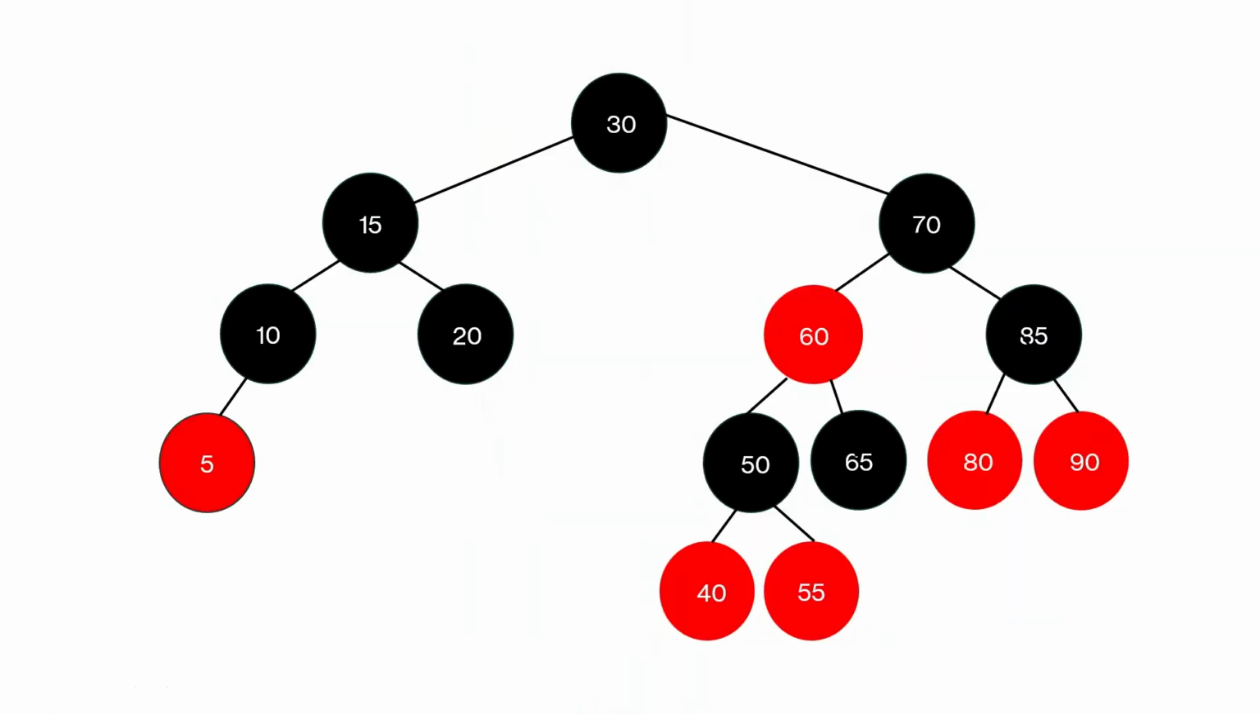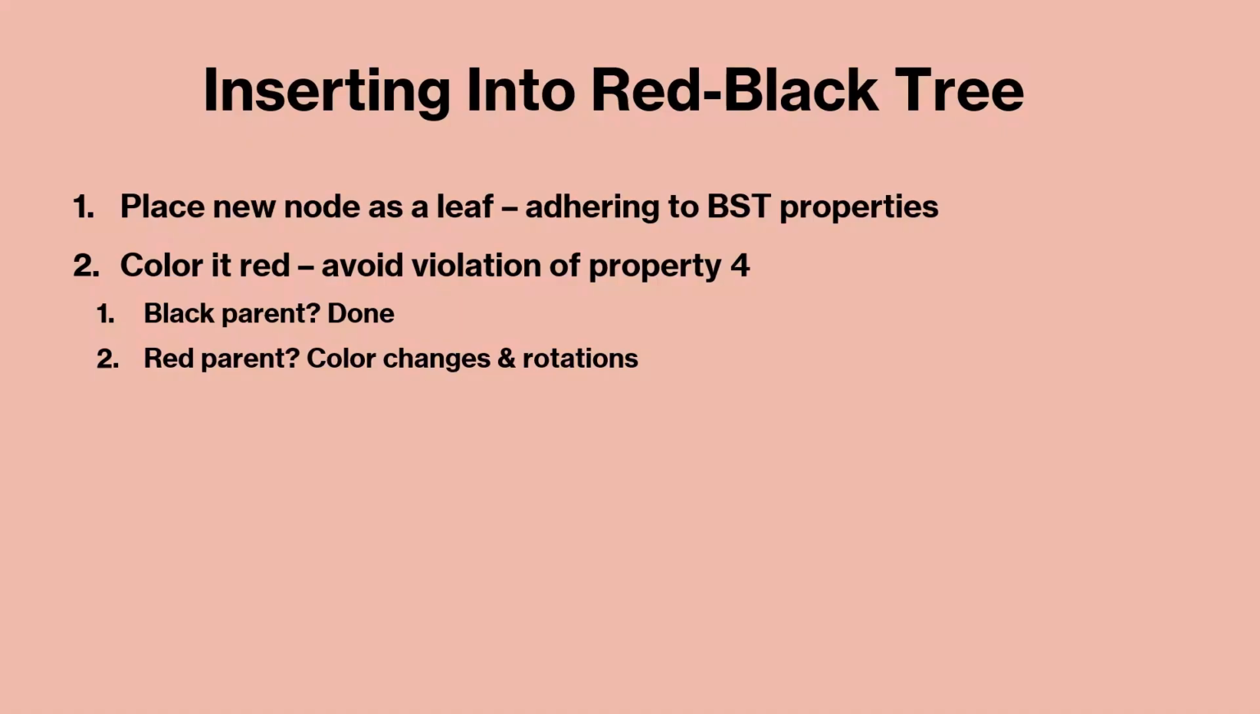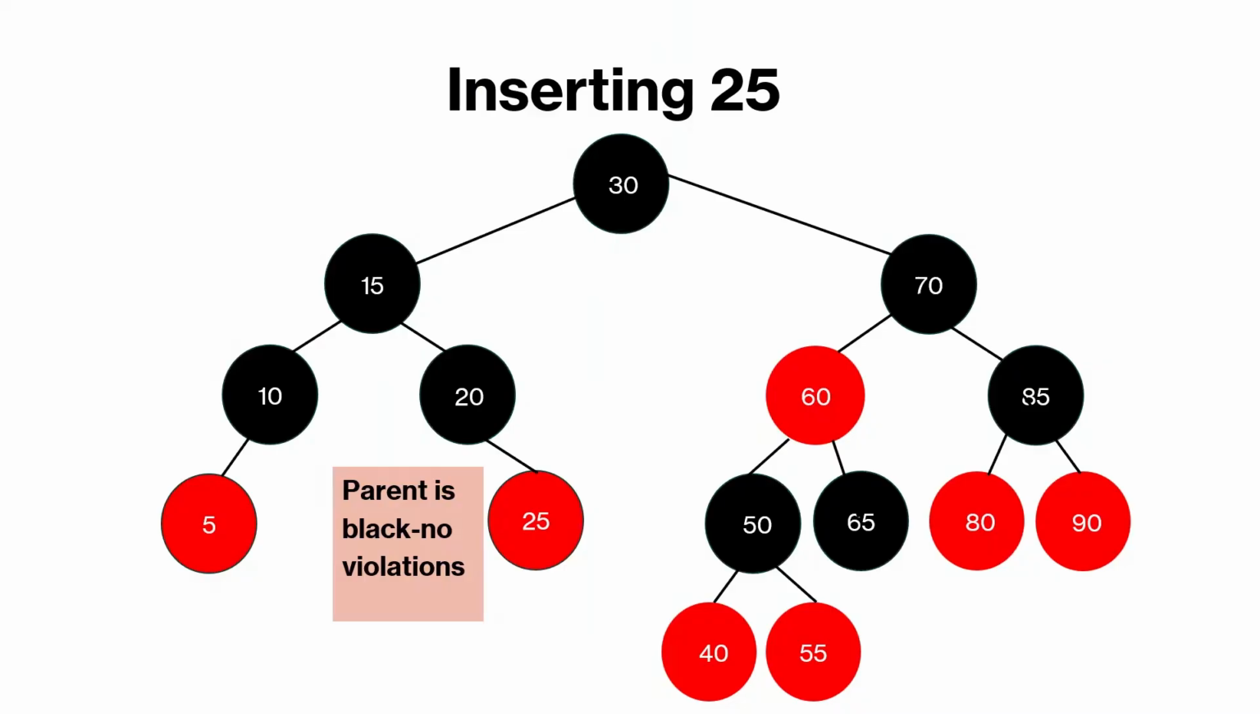This is an example of a red-black tree. When inserting into a red-black tree, first we place the new node as a leaf, adhering to the BST properties. We color it red, and to avoid violation of property 4, if it has a black parent, we're done. If it has a red parent, we must recolor and rotate. If we insert 25, we can see that its parent is black, so there are no violations, and we're done.